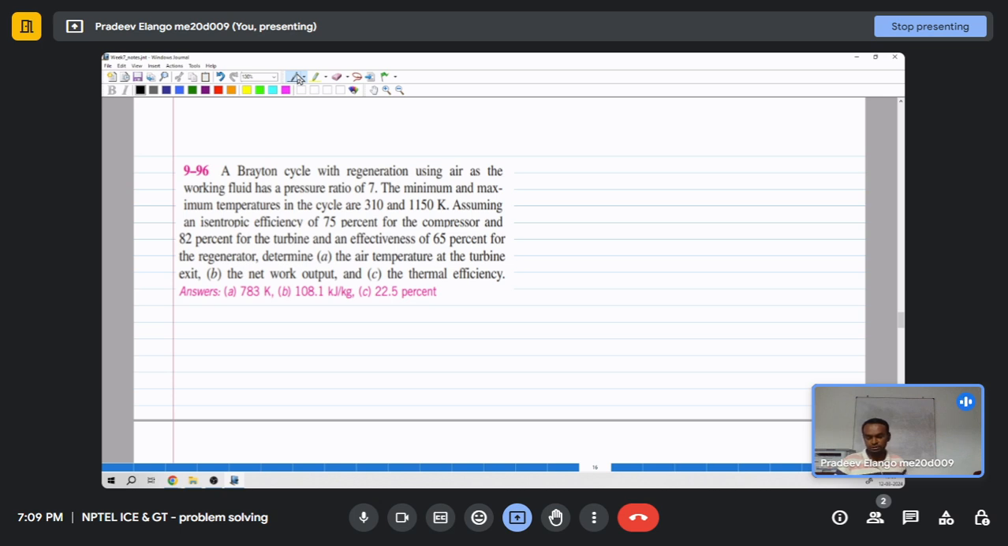So next we have a Brayton cycle with regeneration using air as the working fluid, and it has a pressure ratio of 7. The minimum and maximum temperatures in the cycle are 310 and 1150 Kelvin. Assuming an isentropic efficiency of 75% for the compressor and 82% for the turbine, and an effectiveness of 65% for the regenerator, determine the air temperature at the turbine exit, the net work output, and the thermal efficiency. So have a look at this problem and I'll be back in some time, say 3 or 4 minutes.